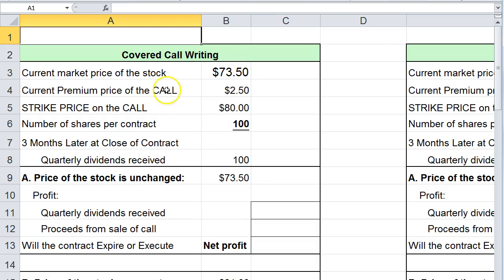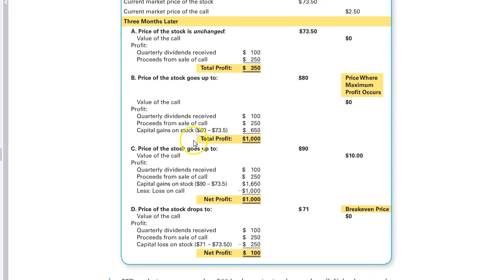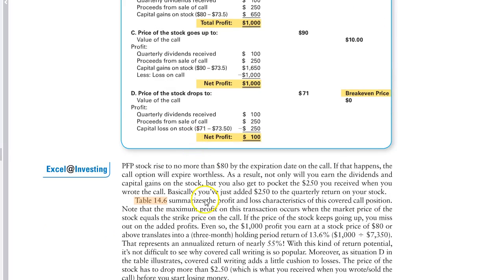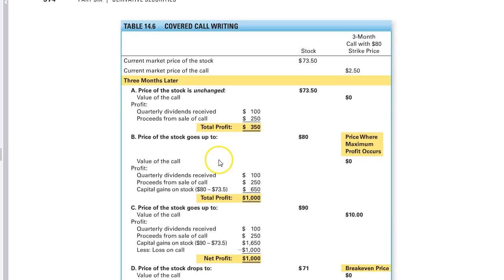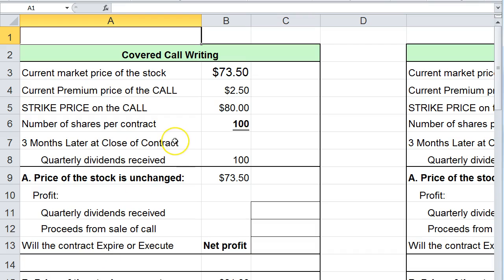Now in this spreadsheet I'm talking about writing covered calls. Before you start the spreadsheet you should definitely read the textbook, specifically page 574 in the options chapter 14. You'll see there's a table 14.6, covered call writing. This is the table I utilized to craft the assignment. In the textbook, it reinforces how to calculate this spreadsheet and this table, so you should read that section first before you attempt to work on the spreadsheet.